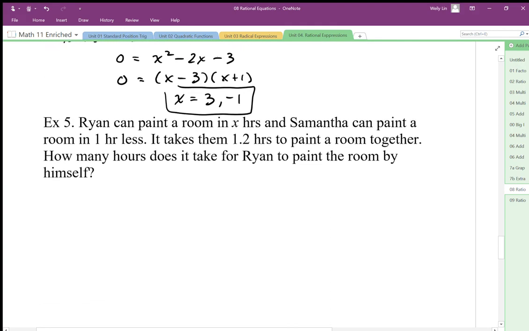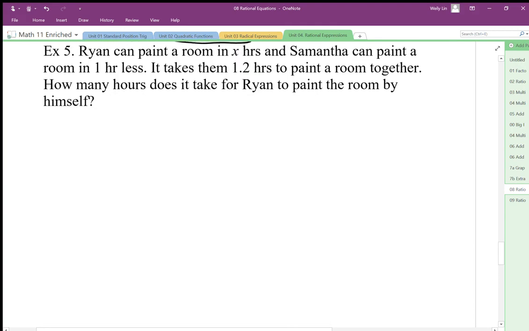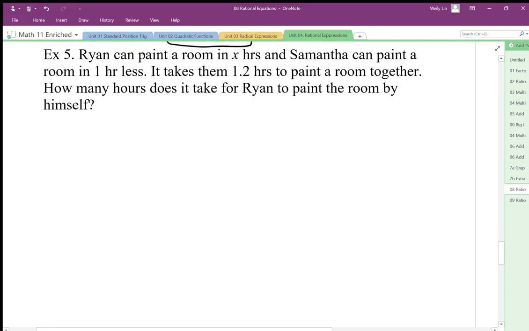So there are some rational situations which we can solve using rational equations. When we talk about rational problems, usually we're talking about some kind of rate problem. For example, velocity is often a rate problem. Here we have a person who can paint a room. Ryan can paint a room in x hours, and Samantha can paint the same room in 1 hour less. So she's faster. It takes them 1.2 hours to paint the room together. How many hours does it take for Ryan to paint the room by himself?